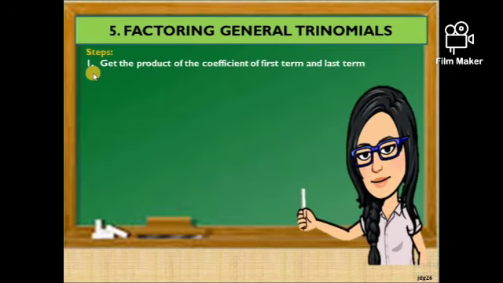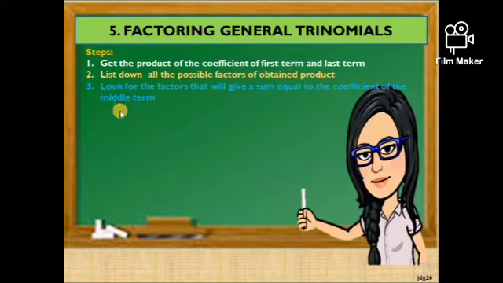Here are the steps. Number 1, get the product of the coefficient of first term and the last term. Number 2, list down all the possible factors of obtained product. And number 3, look for the factors that will give a sum equal to the coefficient of the middle term. Let's have some examples. Number 1, p squared plus 5p plus 6.